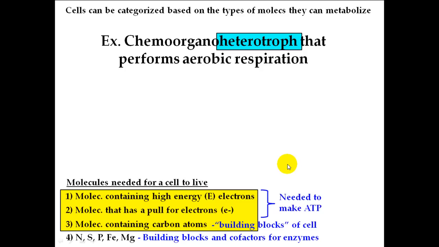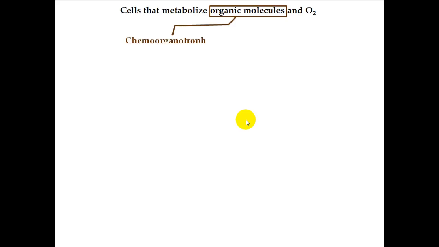So the first category that we'll take a look at here is this. We'll take a look first at cells that can metabolize organic molecules and use oxygen. To relate this to the terms we just explained, if a cell is able to metabolize organic molecules, that means that it could be one of three things, or all three. It could be a chemoorganotroph, could be a heterotroph, or it could be a fermentator, depending on what it's using the organic molecule for.